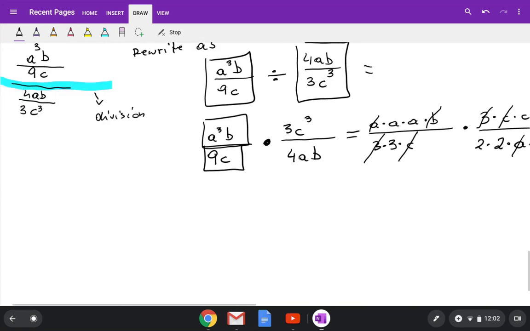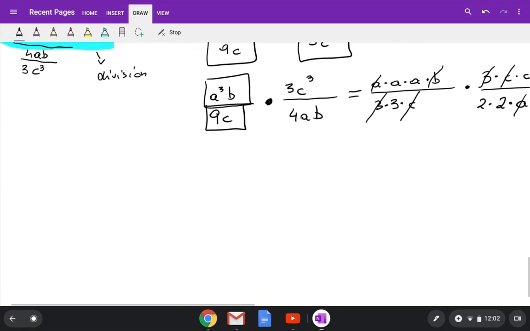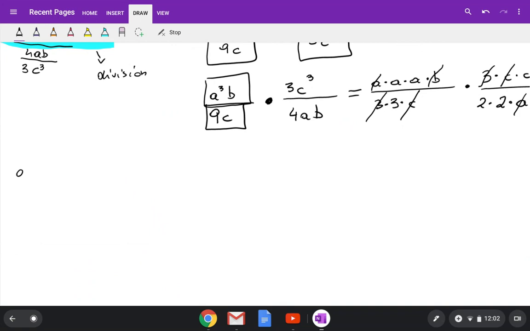And the last problem, example D. In example D, it's going to be a mix. Okay, so this is a mix of multiplying and dividing rational expressions.